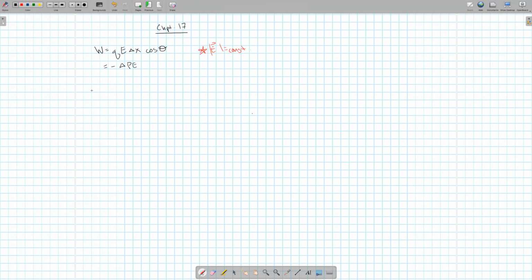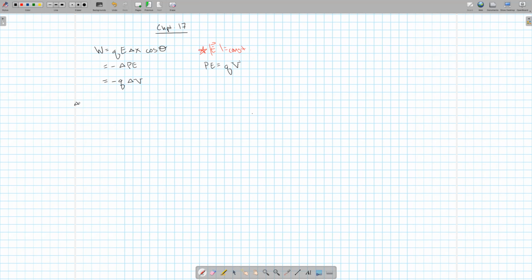Now, if this is not true, that it's a constant electric field, we would actually have to integrate, but since this is an algebra-based class and we don't integrate, we don't have to worry about that. But just note that this is only true in this particular case. From here, we can define a new quantity, which says that the potential energy is the same thing as the charge times what's known as the electrostatic potential. So this is also equal to negative the charge times the change in electrostatic potential.